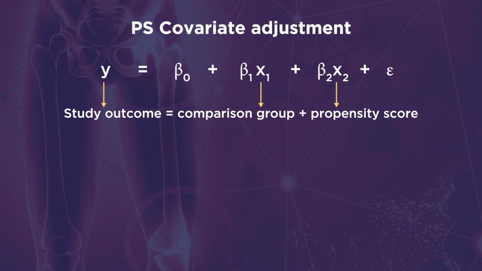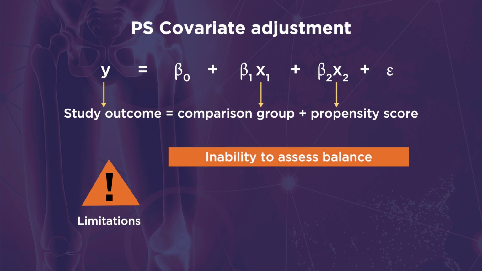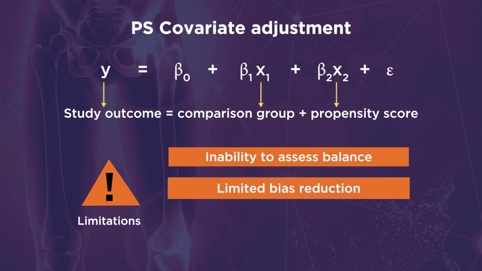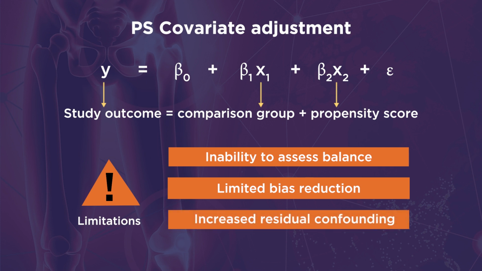This is advantageous compared to directly adjusting by including several covariates in a model, especially when the sample size or number of outcome events is low. But this approach has limitations, such as the inability to assess for balance between study groups, limited bias reduction, and increased residual confounding compared to other methods.